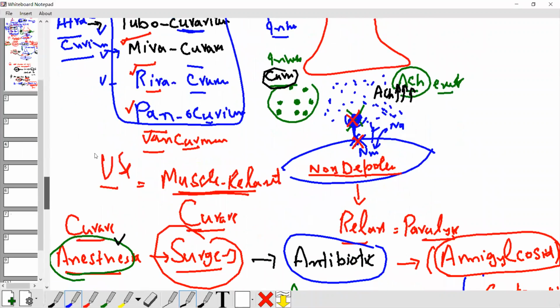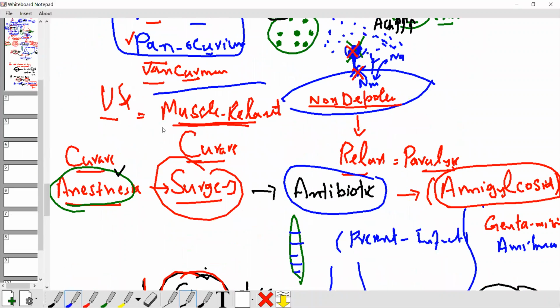We use them for muscle relaxation. So in surgery, we need muscle relaxation. Before surgery, we give Curare family drugs as part of anesthesia. Atropine is also part of anesthesia, and these muscle relaxants are also part of anesthesia.